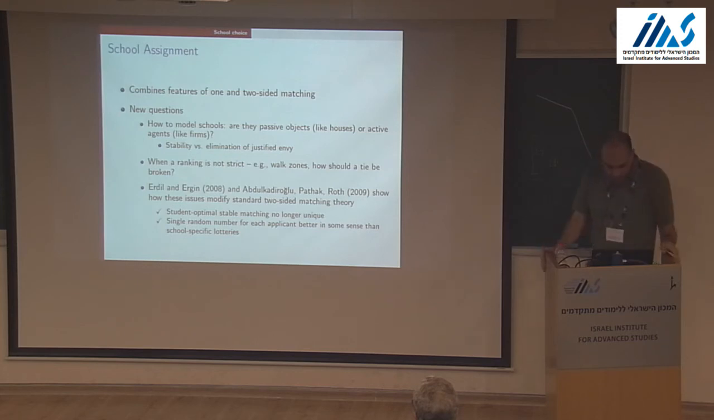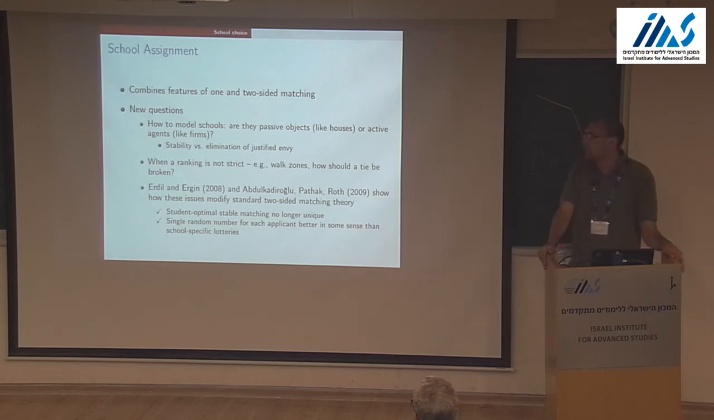One of the headlines of that literature is that in the model where preferences are strict on both sides in deferred acceptance, we have a unique optimal matching for the proposing side. As soon as we introduce any indifferences, there's no longer a unique optimal stable matching for the proposing side. So there's multiplicity. There's a question of how do we resolve that multiplicity.